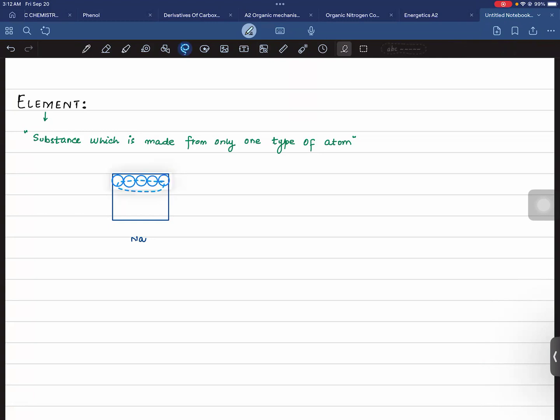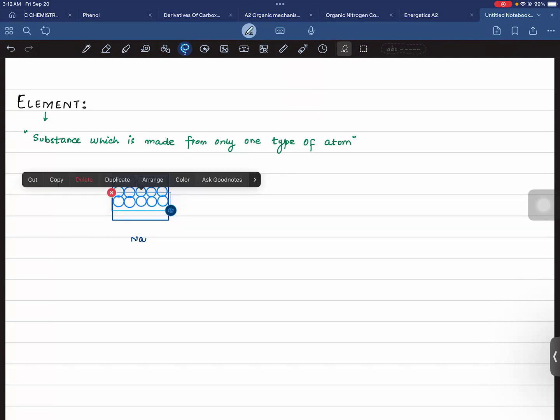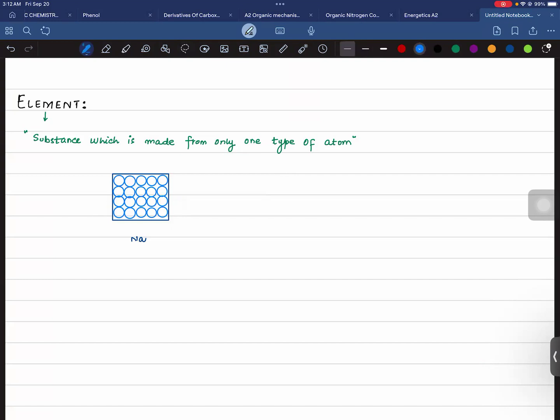So basically, all atoms are the same. So this is called an element. Let's suppose you have gold. In gold, you will see the same type of atoms. And if you see copper, chromium, nickel, hydrogen, oxygen, fluorine, neon, these all are elements in which you will see the same type of atoms.